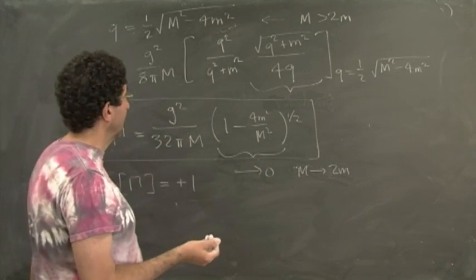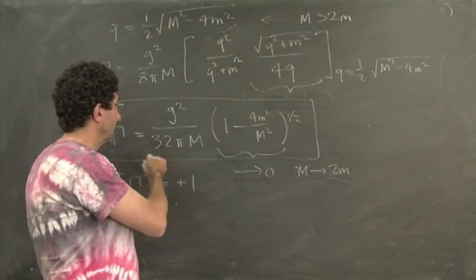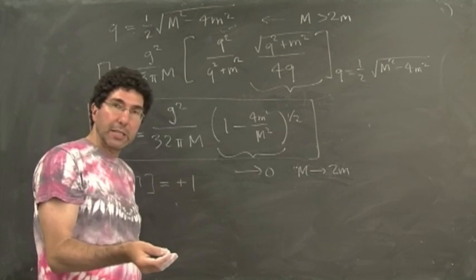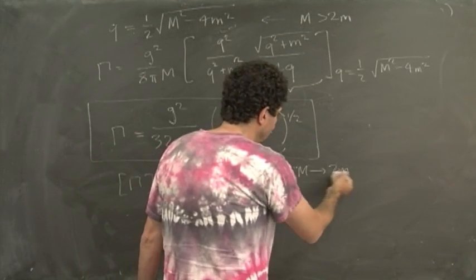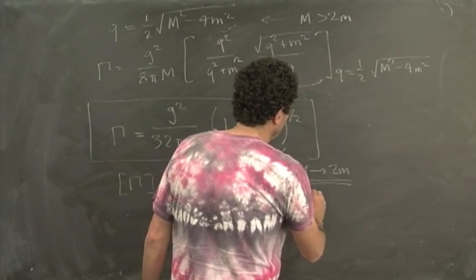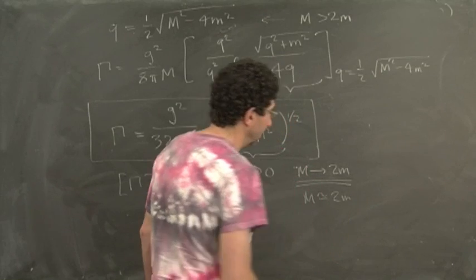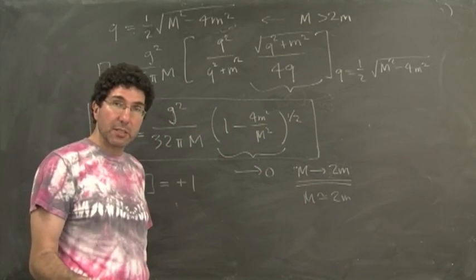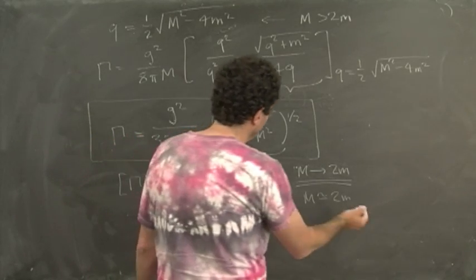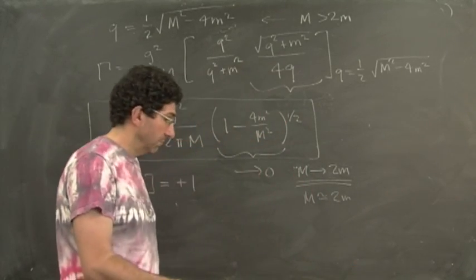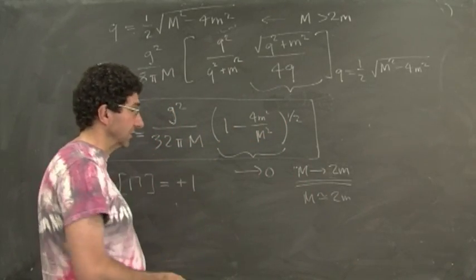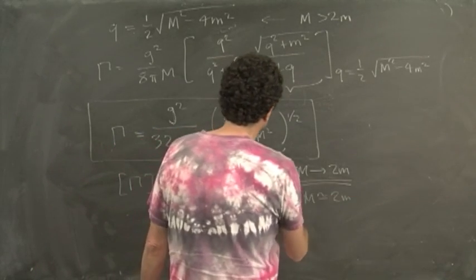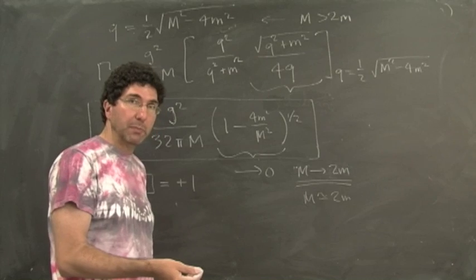And the way we can understand that is that, remember, to find the total decay rate, we have to sum over all of the final states. But when capital M is nearly 2 little m, there are far fewer states to sum over, because there are a limited number of states that actually satisfy energy-momentum conservation. So we say that in this case, the decay is phase-space suppressed.